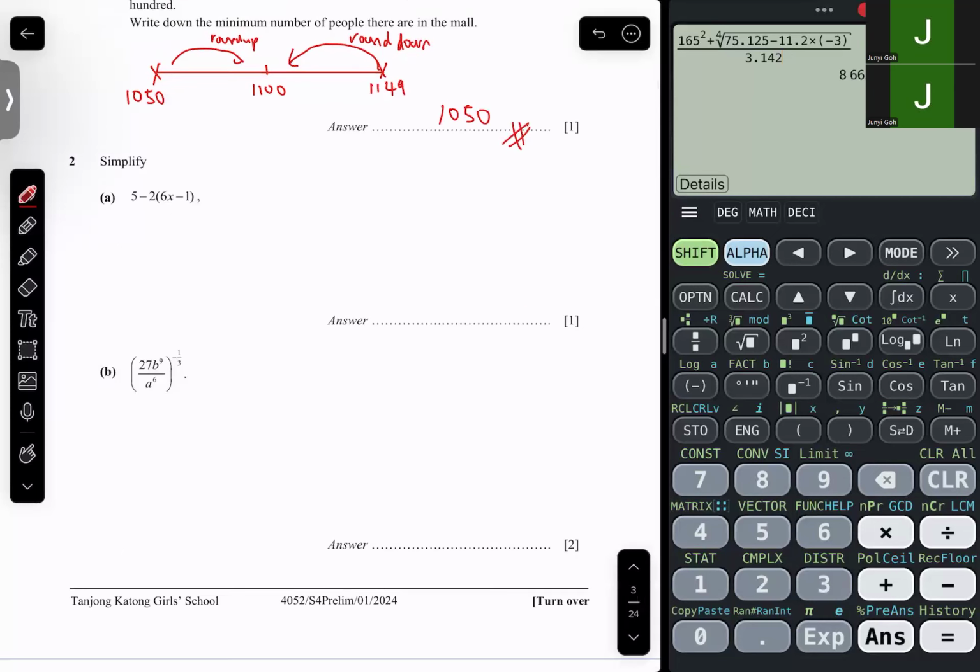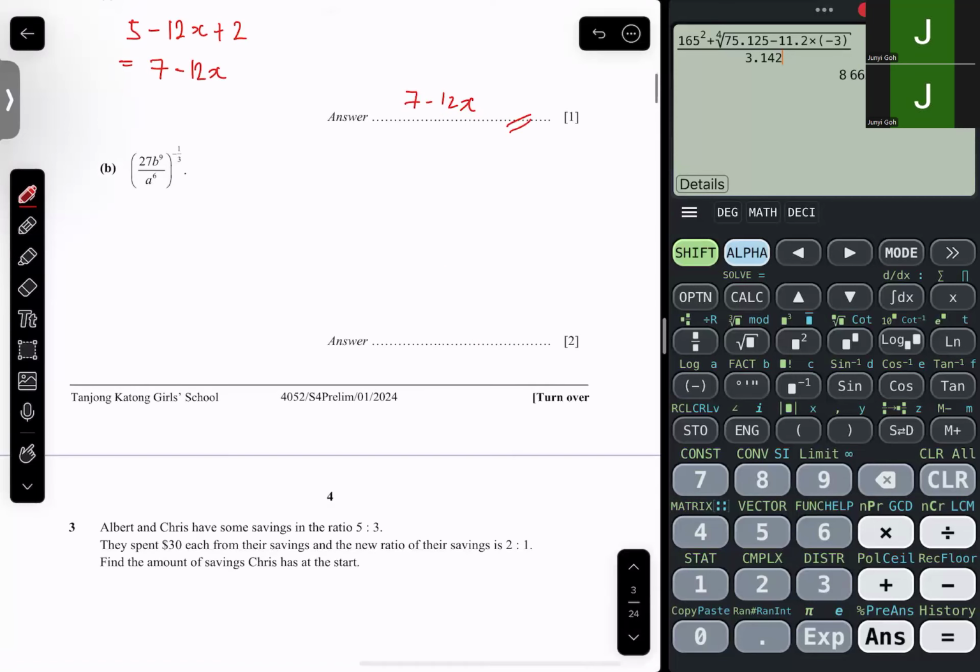Question two. Very basic question. When you bring the negative sign in, it will affect everything inside the bracket. So we have 5 minus 12x plus 2. 5 plus 2, 7. So 7 minus 12x, because 5 and 2 are both constants.